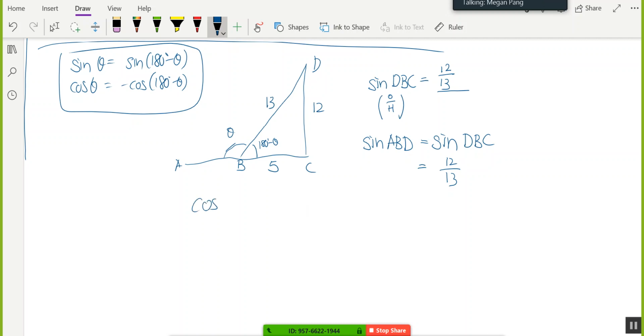Then the tangent one? Tangent will not be tested. But it will also be negative for an obtuse angle. Okay? But it will not be tested.